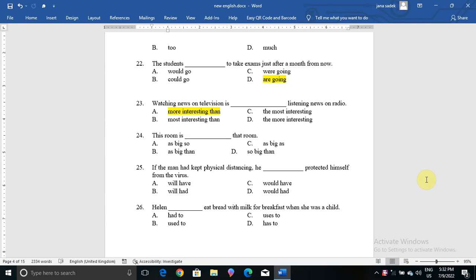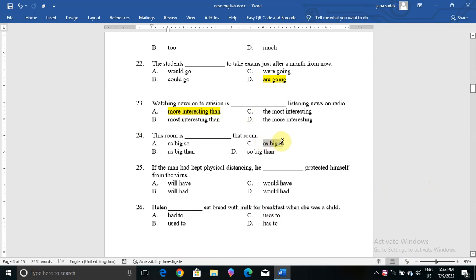Here we are not comparing, we are making both of them the same, right? Because this room is as big as that room. This room and that room are the same, but the same in what? In big. So that means this room is as big as that room. So the correct answer for question number 24 is C.